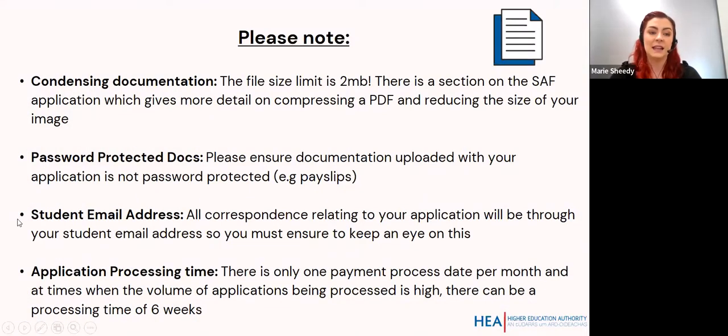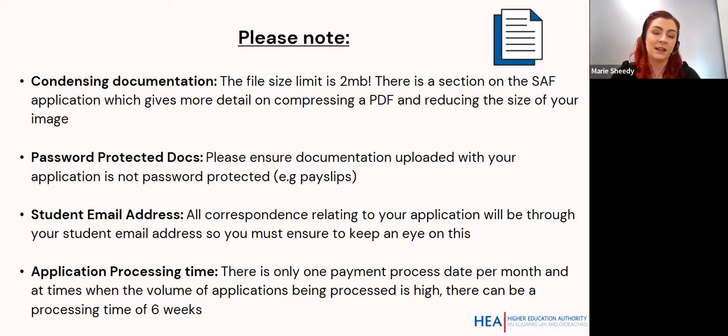Our final slide then is just around condensing file sizes. So sometimes when you upload from perhaps a phone or a different device, the uploads can be a little bit large, so you may need to reduce them. And there is explanations on how to do that on the form. If you struggle with it, we can help you by just emailing us, and we can do that, no problem.